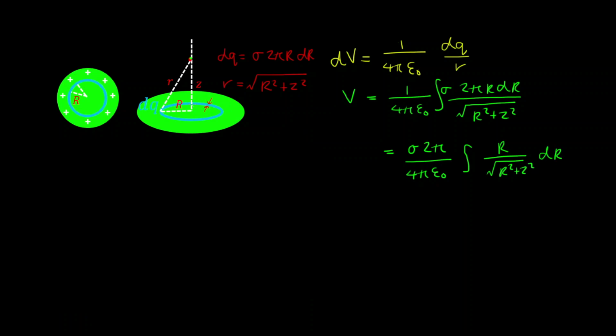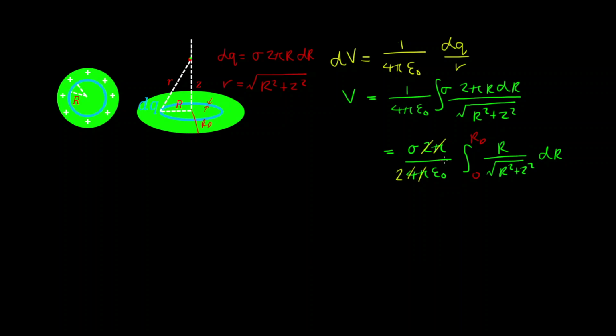And what we do is sum the potentials due to each of these rings from r equals 0 to the radius of the disk. So that's really what we're doing when evaluating this integral. And we can simplify this by cancelling pi, and 2 on 4 is 2 in the denominator.